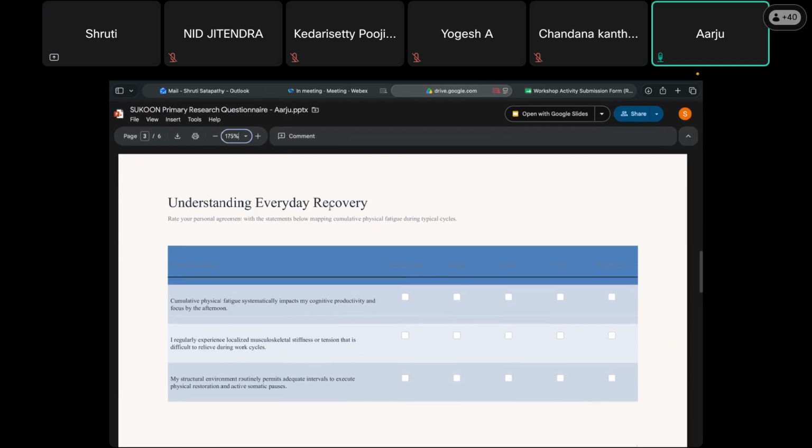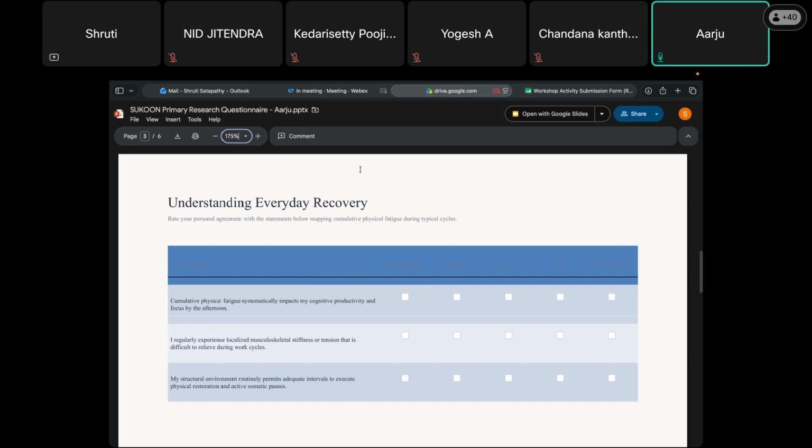Sorry. So in this, I have tried understanding their everyday recovery, like how often they have pain. I wanted to know how it affects their focus, their productivity, their overall daily life and lifestyle, and their ability to work comfortably afterwards. In this, I got a bit fewer responses, where people were talking about their muscle stiffness and the fatigue they were facing during their daily routine.